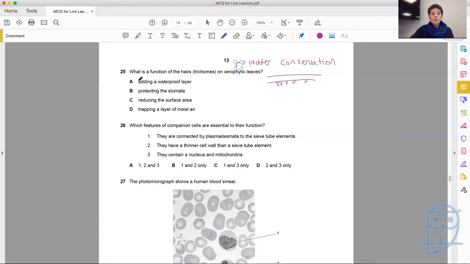So adding a waterproof layer, no, that's the cuticle. Protecting the stomata, not really. Reducing the surface area, no, not at all. Trapping a layer of moist air, most definitely C. The function of the hairs is to trap that layer of moist air.